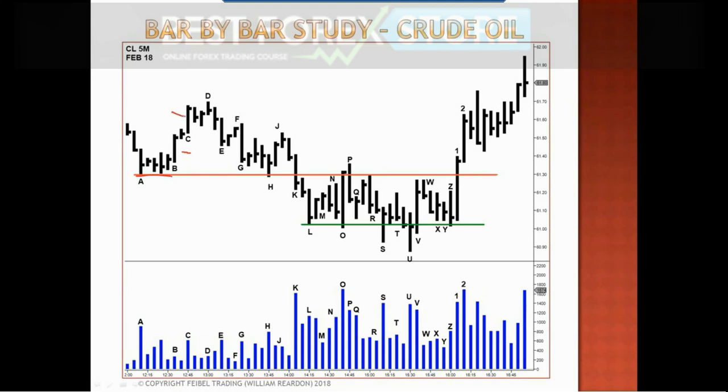Although this is a bar by bar study, we don't analyse every single bar. I'll be banging my head against the wall. We just pick bars of interest. Bars B and C have the same spread, yet bar C's volume is over twice the size of B. So the force has increased, yet the spread is the same. So is bar C selling? We don't know as yet, but I'll note that. It's interesting.